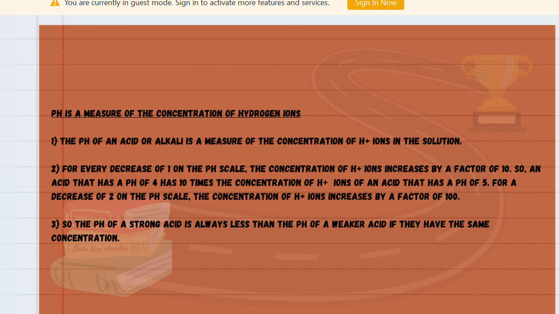For a decrease of 2 on the pH scale, the concentration of H+ ions increases by a factor of 100. So the pH of a strong acid is always less than the pH of a weaker acid if they have the same concentration.